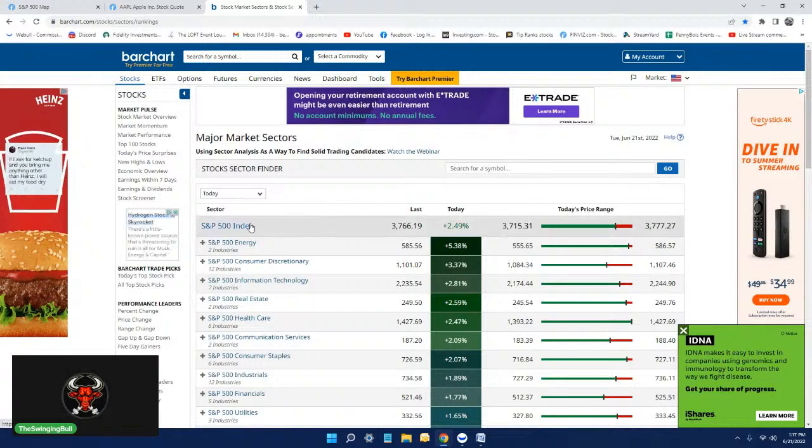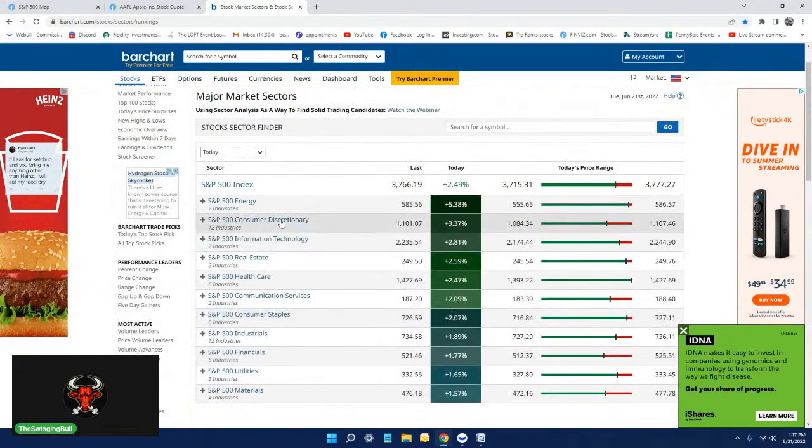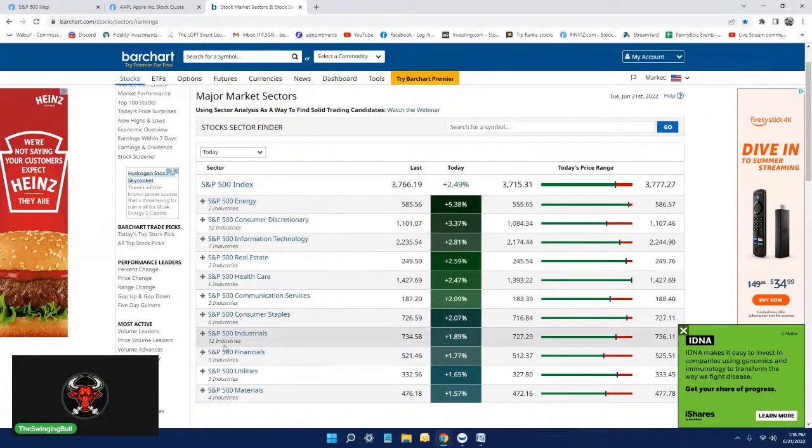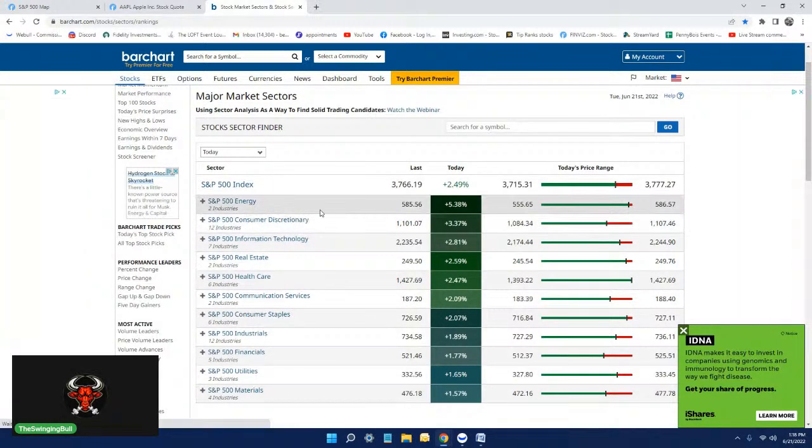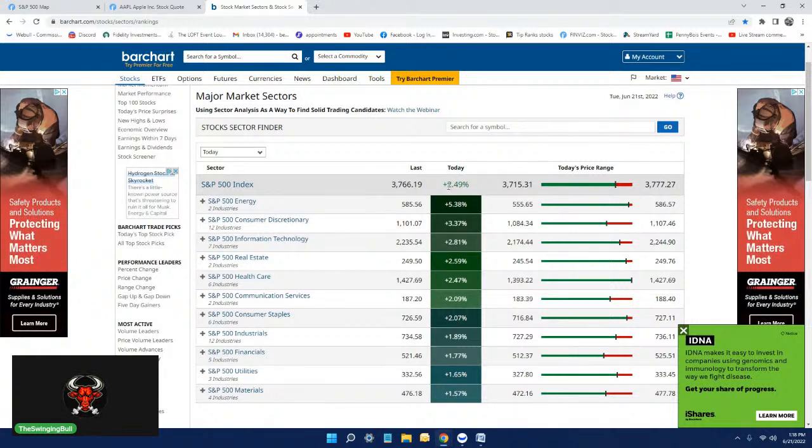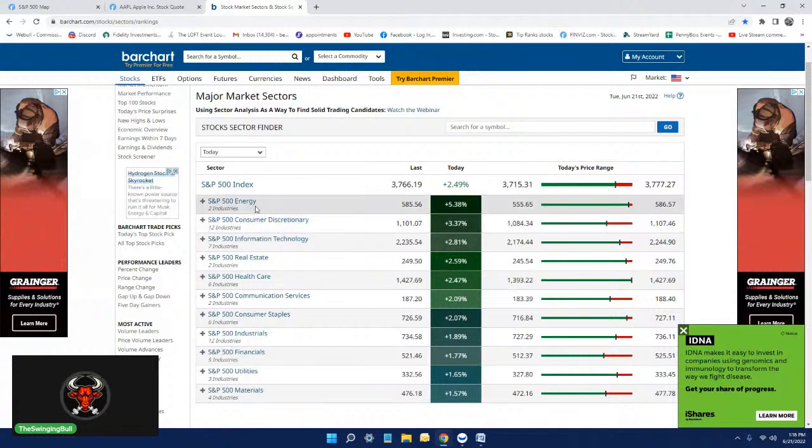And as you can see, this barchart.com sector information goes off of the S&P 500 index. The sectors that are in there are a very broad range, basically covering all of the sectors in the stock market. And of course today is a very green day, so the S&P 500 index is up almost 2.5% or more. So leading the pack, we do have energy again.